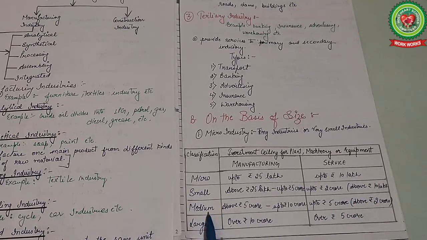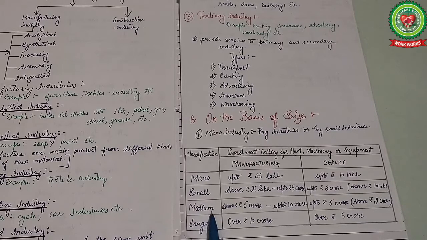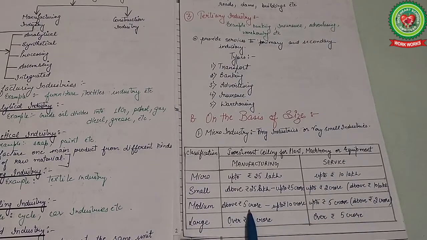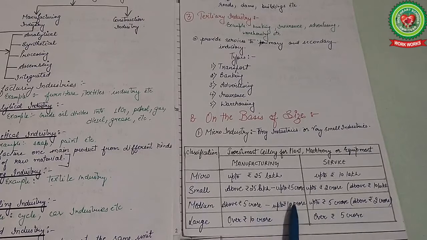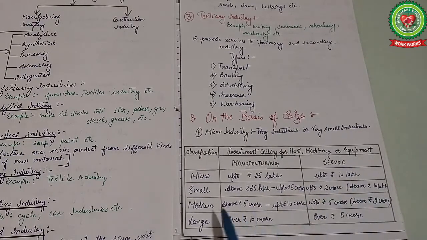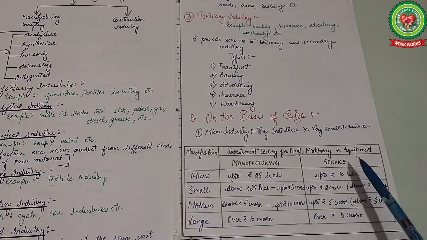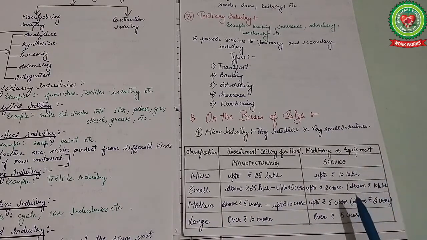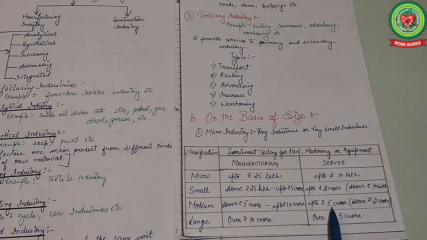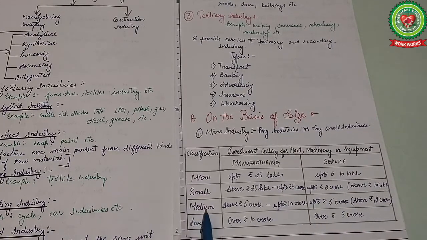Next, in the medium industries, they can invest in plant, machinery and equipment above 5 crores up to 10 crores, but not exceeding 10 crores. Similarly, in the service industry, if medium enterprises deal in services, then their limit is above 2 crores but does not exceed 5 crores. Then it is known as the medium industry.